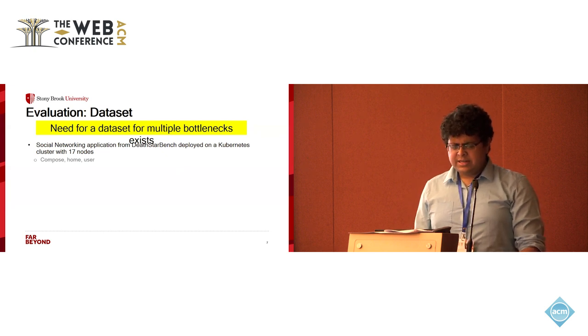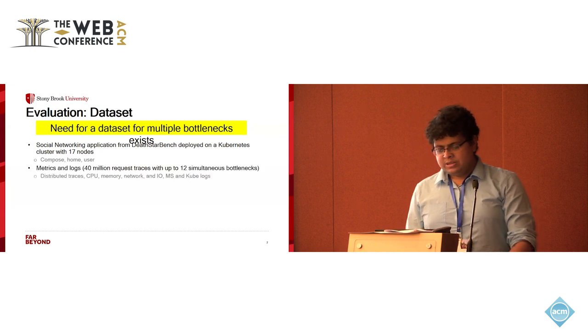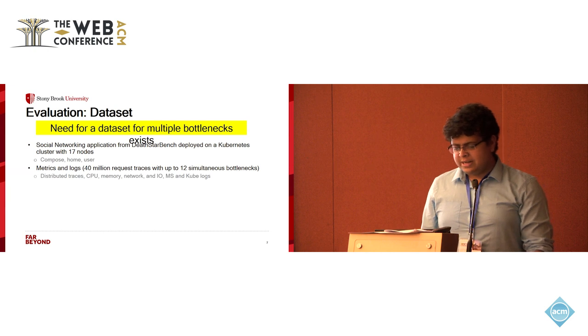We chose intensities and duration values that degrade the application performance but do not cause any faults or errors that can be trivially detected. We induce interference on different VMs at different times and also simultaneously. As such, Gamma's dataset consists of 40 million traces with up to 12 simultaneous bottlenecks.